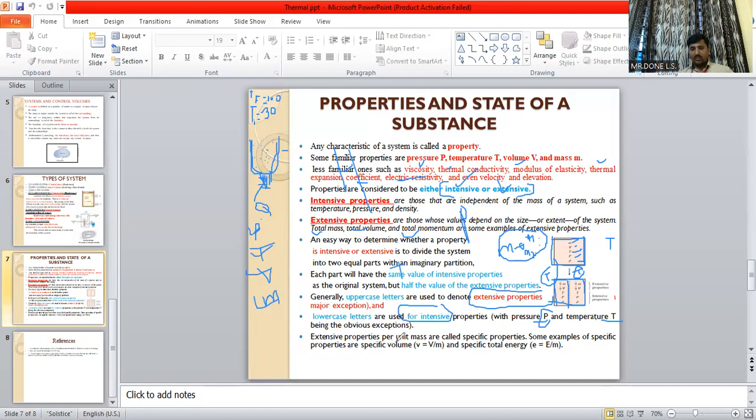Extensive properties per unit mass are called specific properties. Some examples of specific properties are specific volume and specific total energy. These are known as specific properties. Is it clear? Today we are going to stop here. These are some references I have taken.